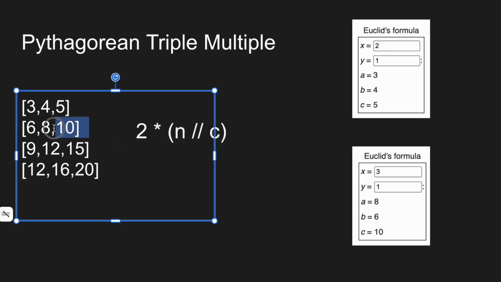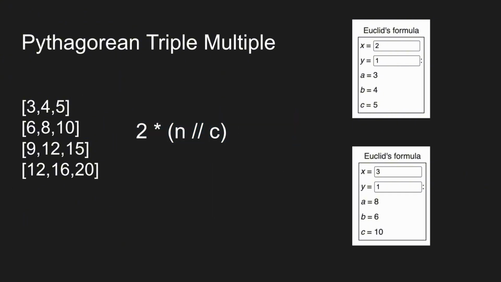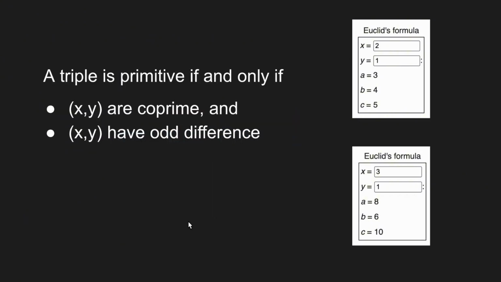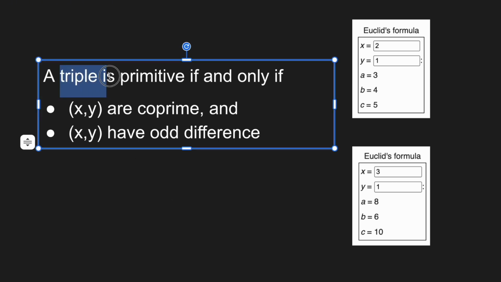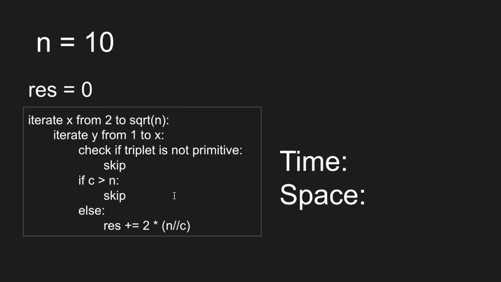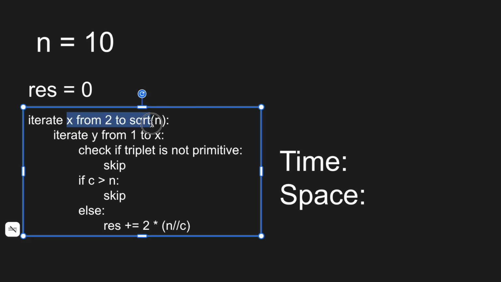Now if we get to this one, how can we avoid performing this computation? Well, I don't know how this is true or how people discovered this, but this is what I saw on the internet: a triple is primitive if and only if x and y are coprime and x and y have an odd difference. So this would be how the algorithm looks. We will iterate x from 2 to the square root of n. We don't need to get to n, but only the square root of n.